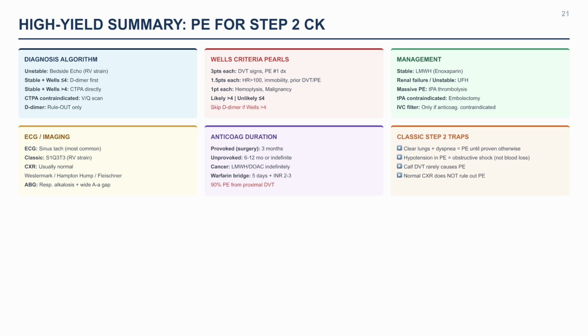Finally, remember the classic Step 2 traps. Clear lungs with dyspnea means PE. Hypotension in PE is obstructive shock, not blood loss. And a normal chest X-ray does not rule out PE.